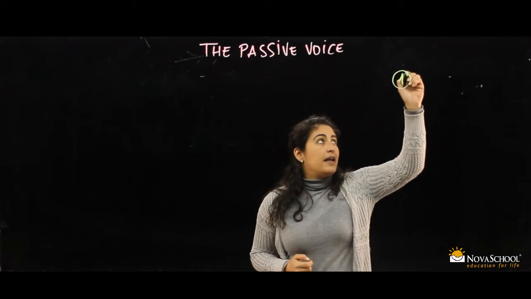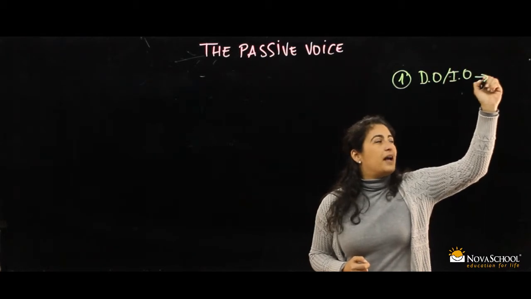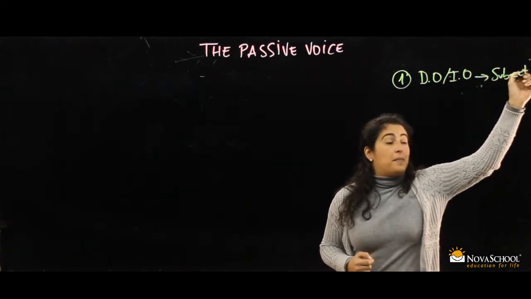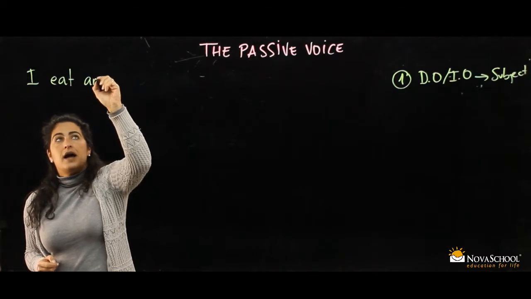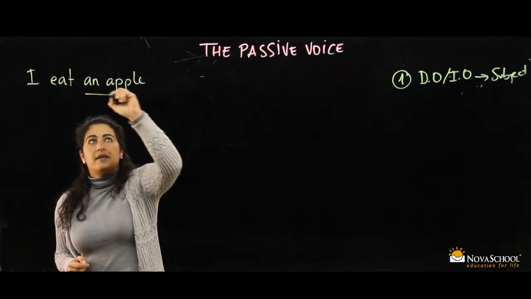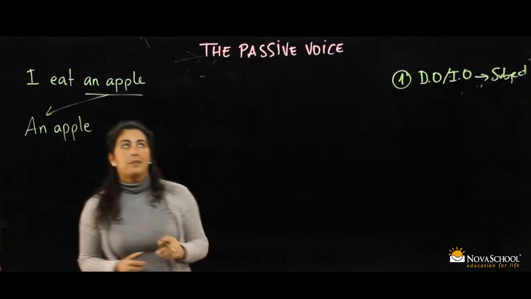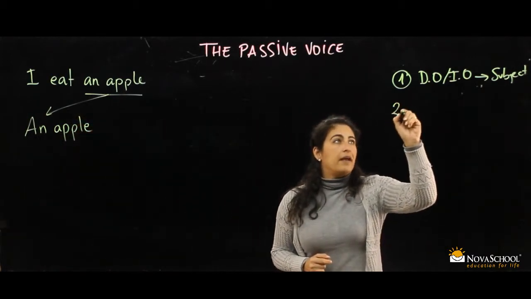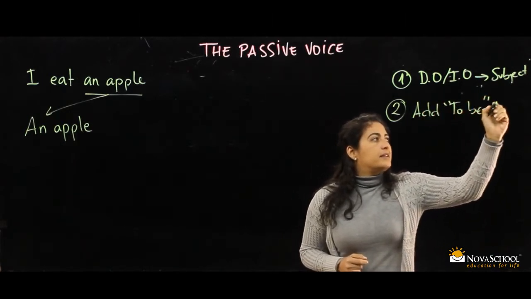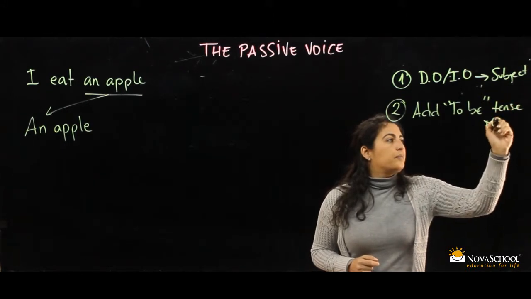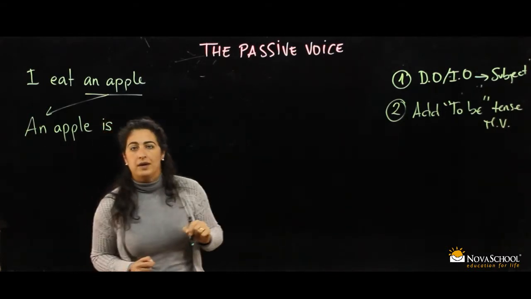The first step is taking the direct object or the indirect object and putting it as the subject of the passive sentence. In the example, I eat an apple, we take the direct object as the subject. Then, the following step is to add the verb to be in the tense of the main verb. In this case, the verb to eat is in the present simple, so we add the verb to be in the present simple.